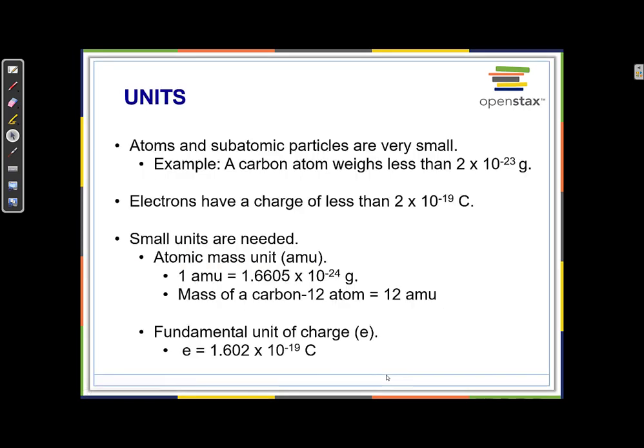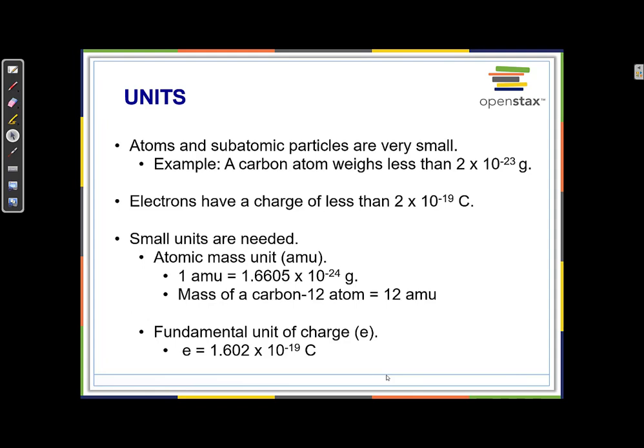Atoms and subatomic particles are very small. So we saw in section 2.2 that electrons have a charge of about 1.6 times 10 to the negative 19 coulombs. And they also have very small masses, 10 to the negative 23 grams. So when we're talking about atoms, instead of using units that have multipliers that are really small numbers, 10 to the negative 19, 10 to the negative 23rd, that makes it difficult to deal with these units.